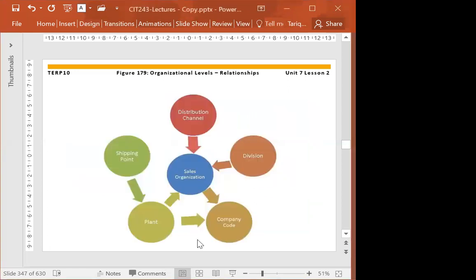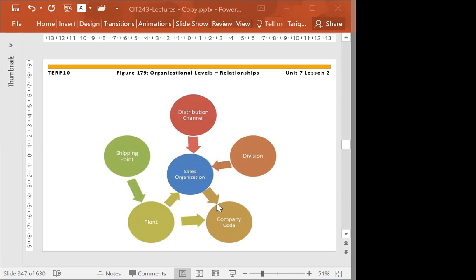Now, these are the relationships. Again, exam question, guys, from this slide. The relationship exists between the organizational levels of the sales and distribution system. A distribution channel is linked to one sales organization. Distribution can be for one or more sales organizations. So division is also linked to the sales organization.